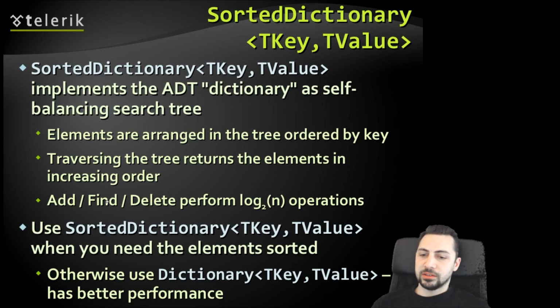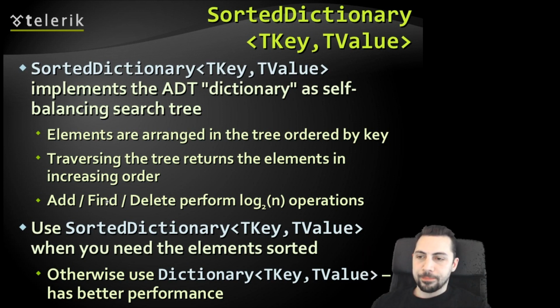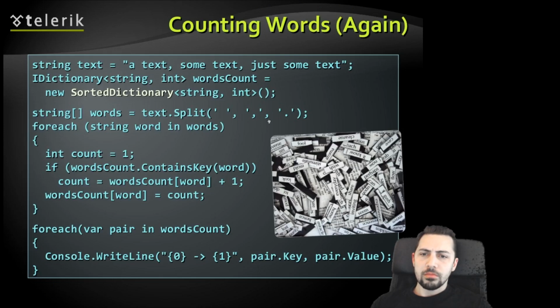And that's because for every doubling of the size of the dictionary, it increases the number of operations by 1, because it's log base 2. So if you need the elements sorted, for example, words that need to be sorted, you can use the sorted dictionary. Otherwise, you can use dictionary because it does have that better performance, the constant time add, find, and delete. But log base 2, not terrible. So there's that sorted dictionary. The code looks exactly the same because it's not using any of the special features of a sorted dictionary. It's just getting them as a side effect.